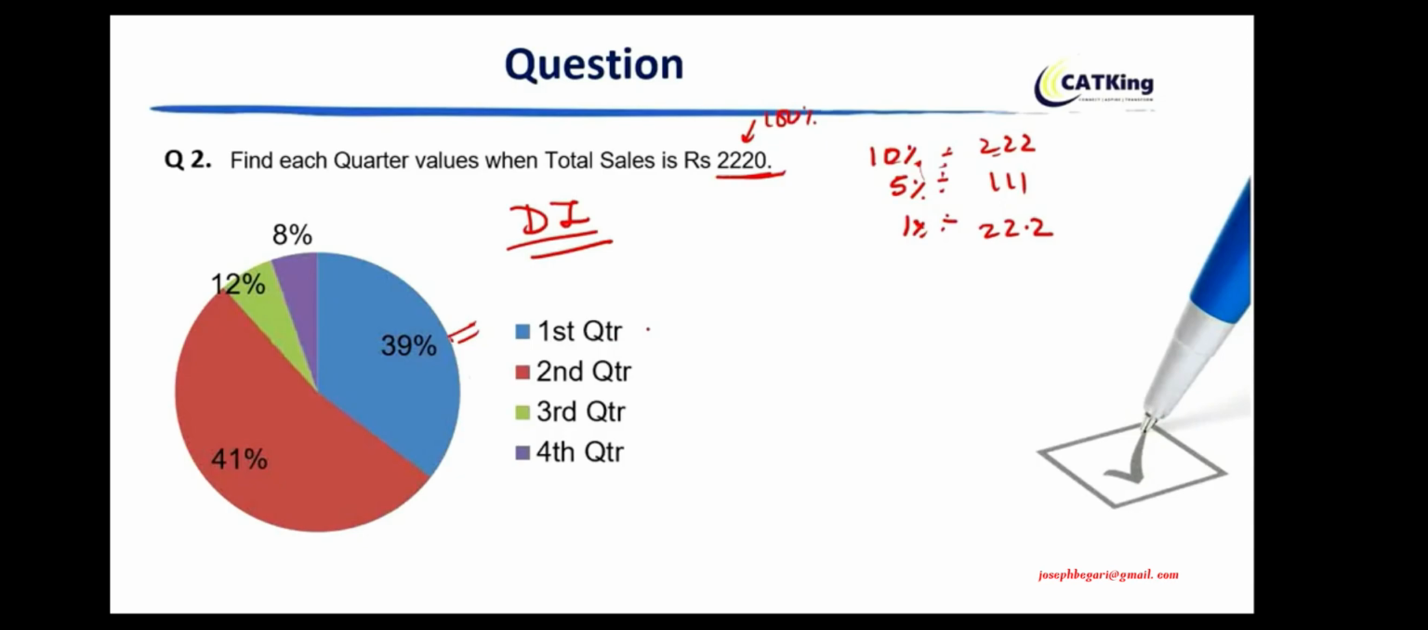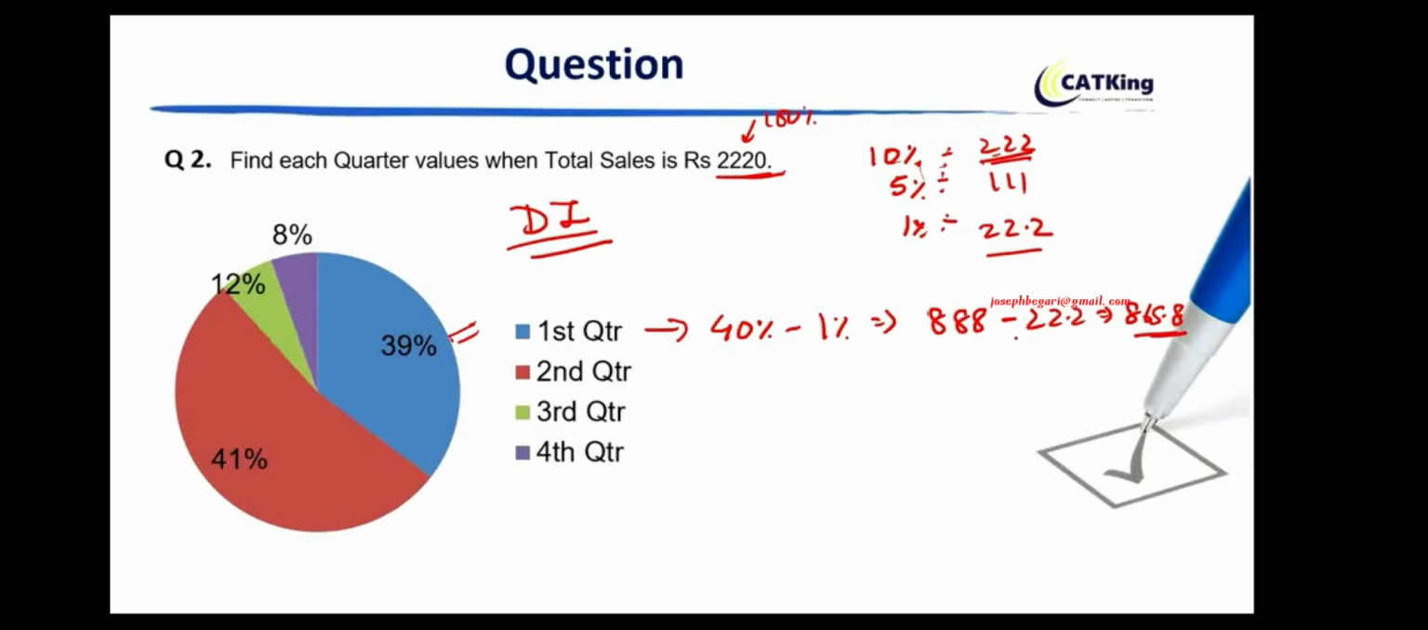What is 39%, guys? First quarter, 40% minus 1%, correct? This is 39%. What is 10%? 222. So what will be 40%? 4 times of this, right? 888 minus 1%, 22.2. This is 865.8. See how simply I calculated this. Did you see? So this is how you will use percentages.